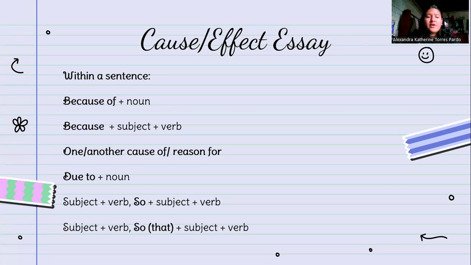Another cause of, or reason for. Bad weather was another reason for the delay. Due to plus noun. Many people lost their homes due to the tsunami. Subject plus verb, so plus subject plus verb. And subject plus verb, so that plus subject plus verb.